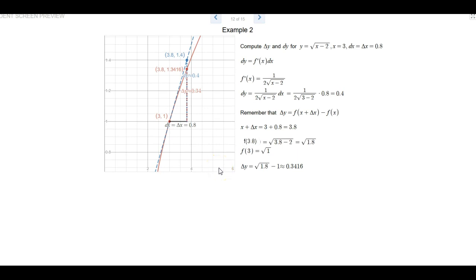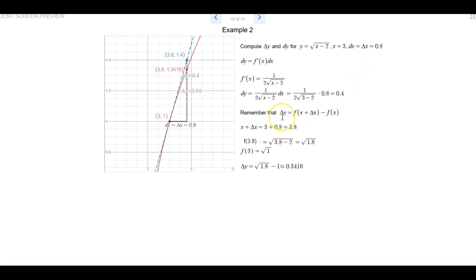So now let's look at another example. Compute delta y and dy for this function when x is 3 and dx is 0.8. First let's compute dy. Remember that's the product of the derivative of f with dx. So we find the derivative, I multiply that derivative by 0.8, and I evaluate it at x equals 3 to get 0.4. So the differential dy is giving me an estimate for the change in this function when I go from 3 to 3.8.